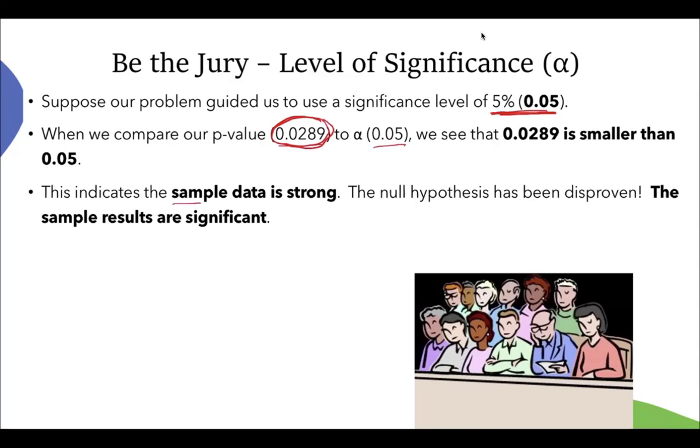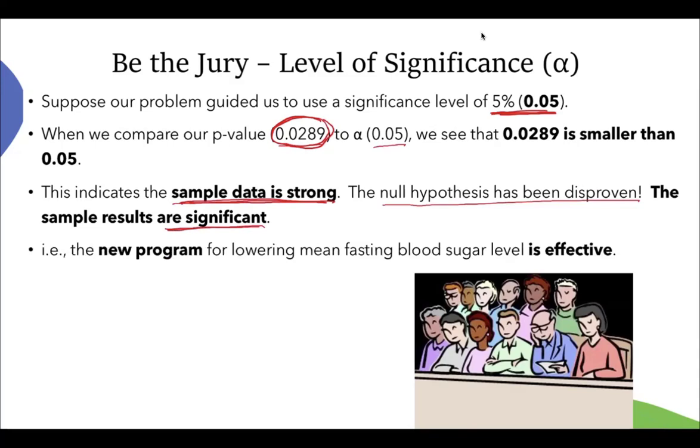When it's smaller than the alpha, when it's smaller than the significance level, we conclude that the sample data is strong. So this is not just our opinion. We're actually looking at the numbers here and seeing that the p-value is smaller than alpha. We get to disprove the null hypothesis. The sample results are considered to be significant. The new program, new drug, new treatment, new exercise for lowering mean fasting blood sugar levels is effective. Okay, so that's when the p-value is smaller than alpha. We have an effective treatment.